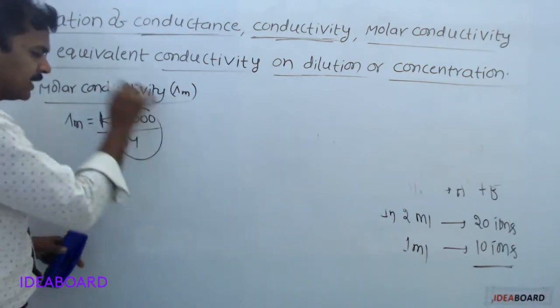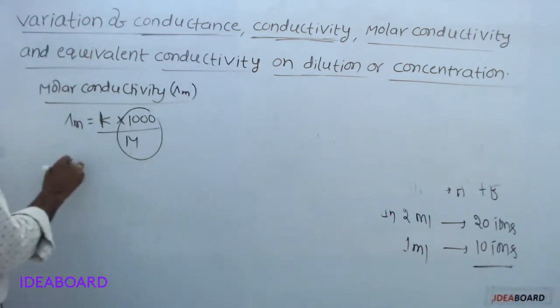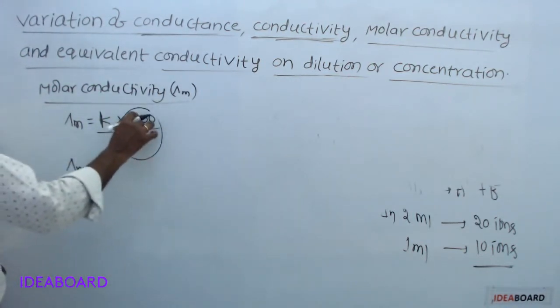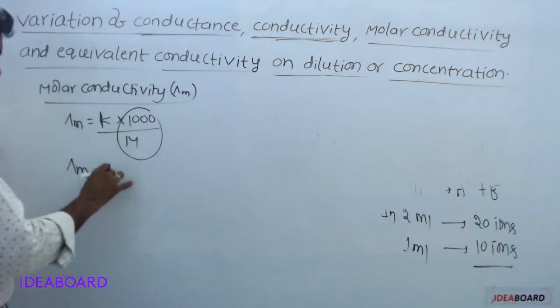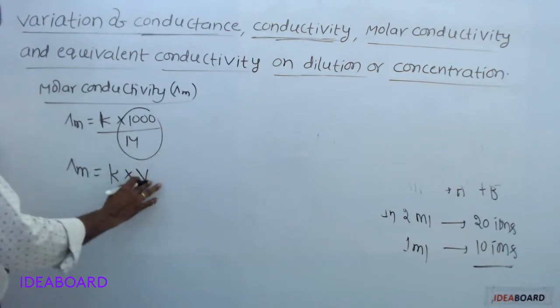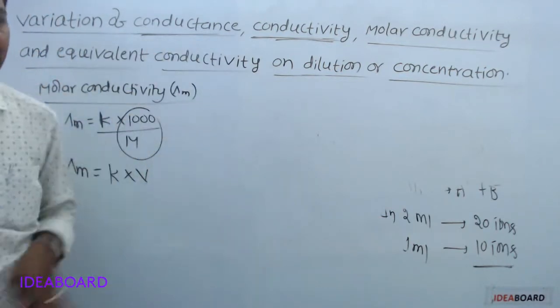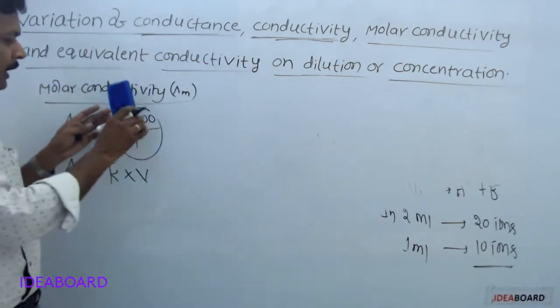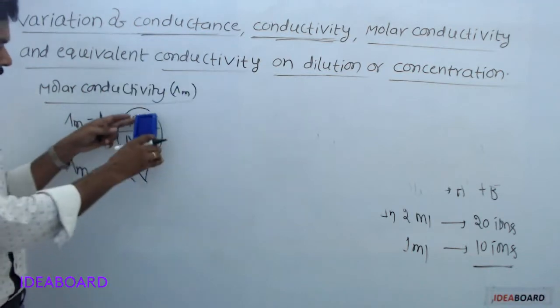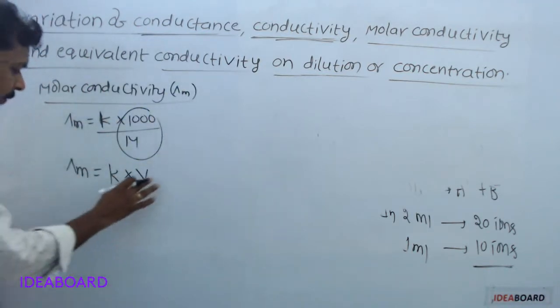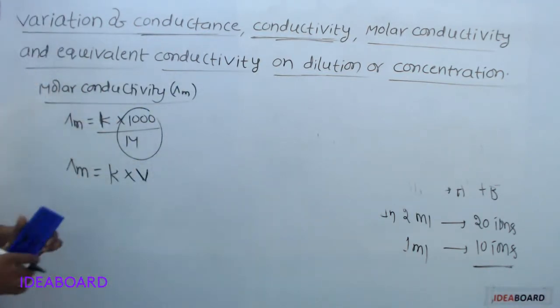Instead of this 1000 by M, we can write volume. This 1000 by M is nothing but volume only. So lambda m is kappa into volume. In the molar conductivity derivation, I have already explained this one. This 1000 by M is nothing but the volume of the electrolytic solution, V only.